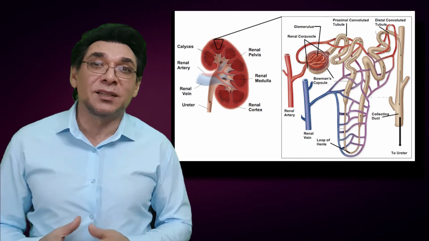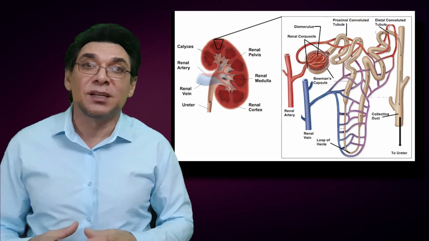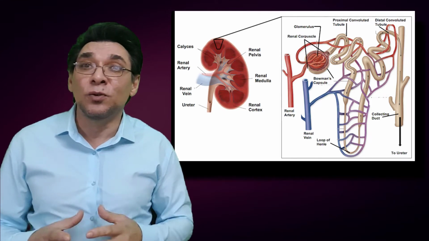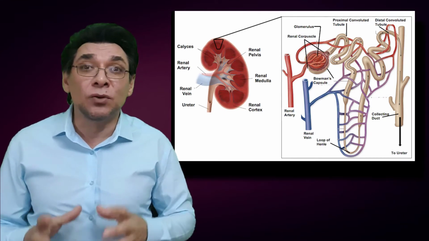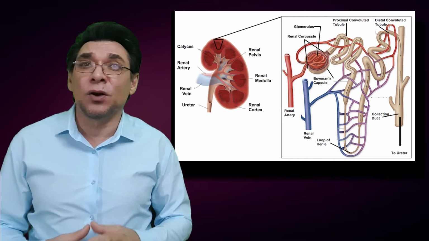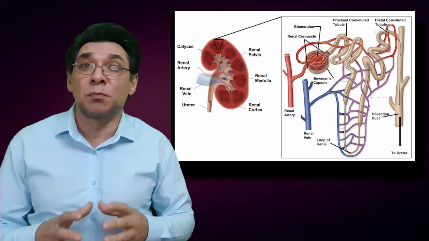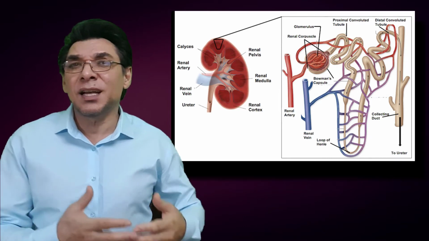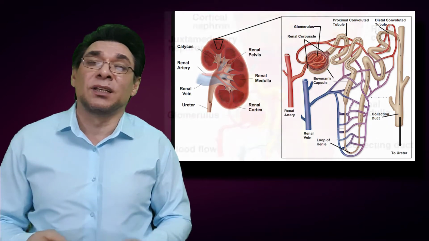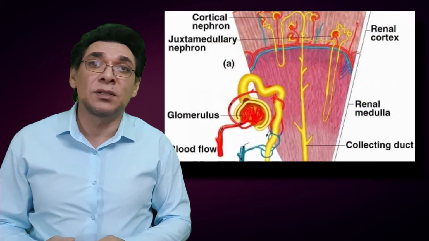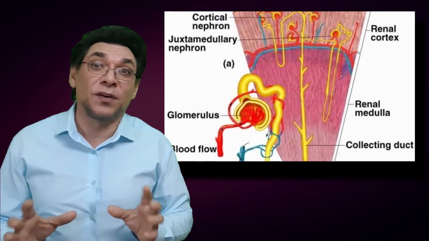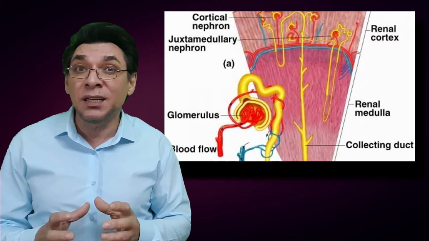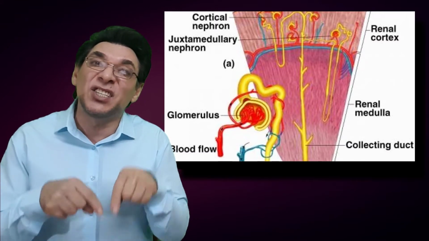The renal corpuscle and both convoluted tubules are in the renal cortex. The collecting duct and loop of Henle enter the medulla. Approximately 15% of the nephrons, called juxtamedullary nephrons, have loops of Henle that extend deep into the medulla of the kidney. The other nephrons, approximately 85%, called cortical nephrons, have loops of Henle that do not extend deep into the medulla.